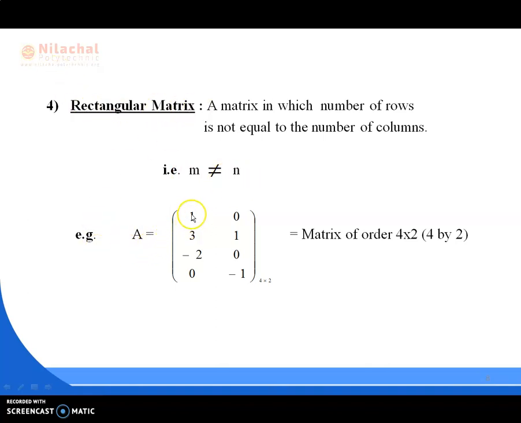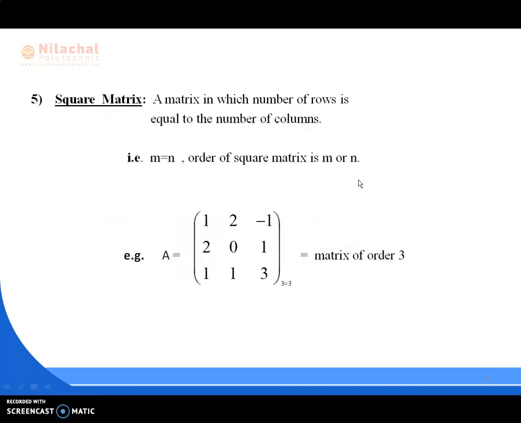Let's see an example. Here is a matrix. How many rows are there? 1, 2, 3, 4. How many columns? 1, 2. So here 4 is obviously not equal to 2. So m is not equal to n. So this type of matrix is called a rectangular matrix. Square matrix. A matrix in which the number of rows equals the number of columns. That means m equals n.